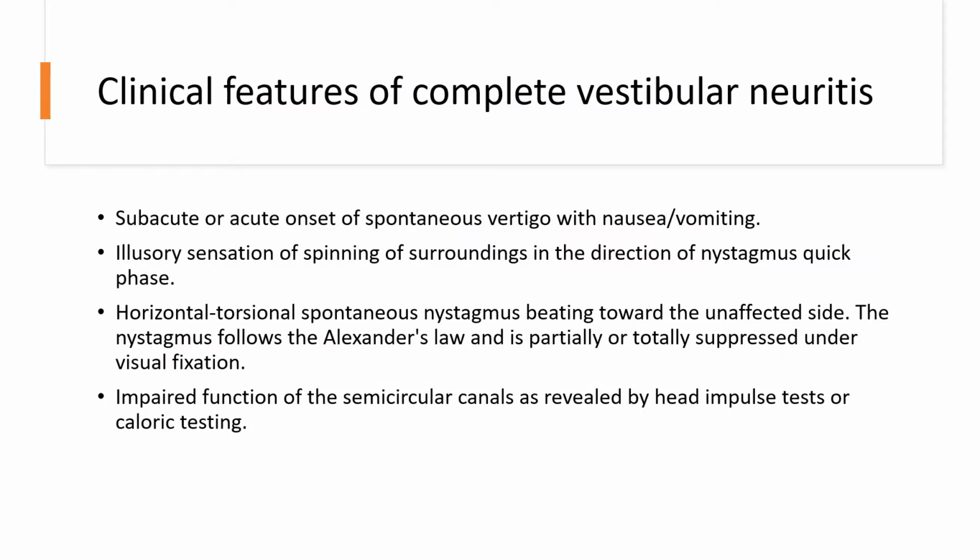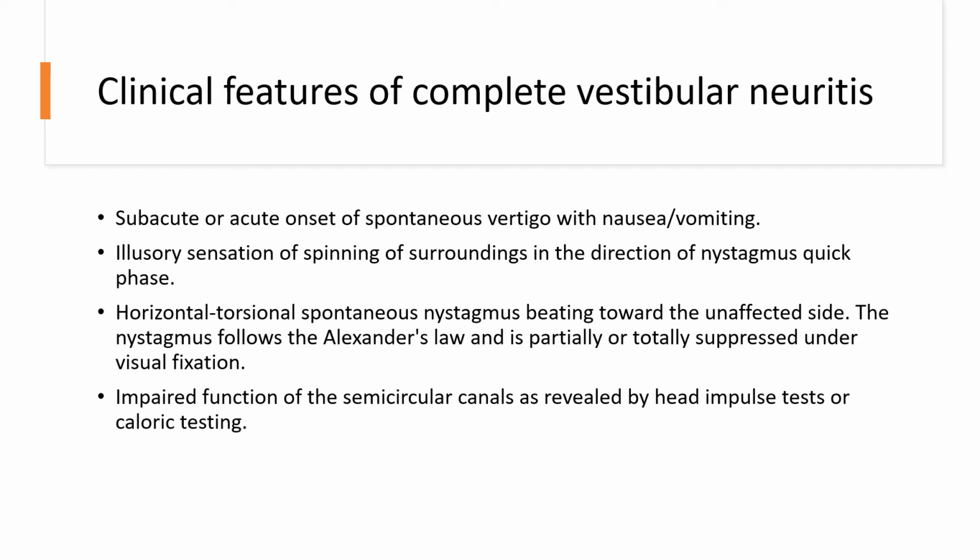Now we know that vestibular neuritis can be complete, superior only, or inferior only. What are the clinical features of complete vestibular neuritis? It is characterized by subacute or acute onset of spontaneous vertigo with nausea or vomiting, and the presence of an illusory sensation of spinning of the surroundings in the direction of the nystagmus quick phase.